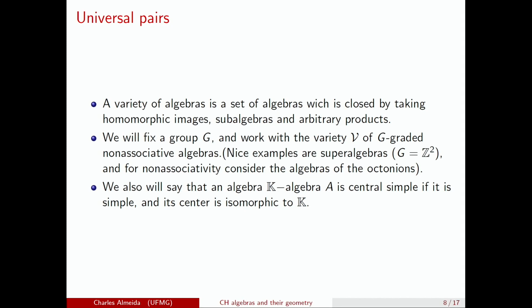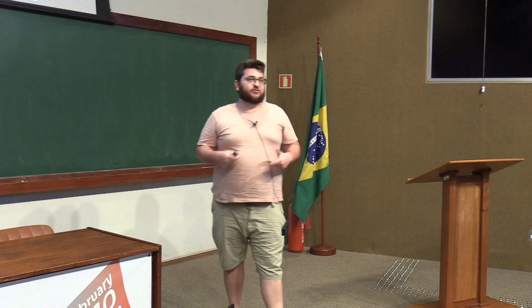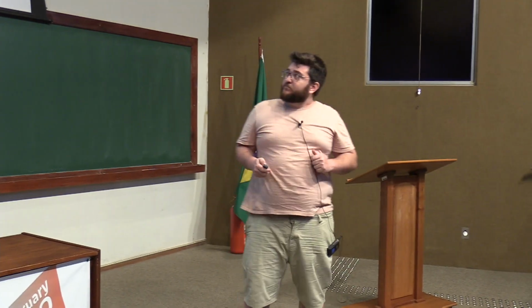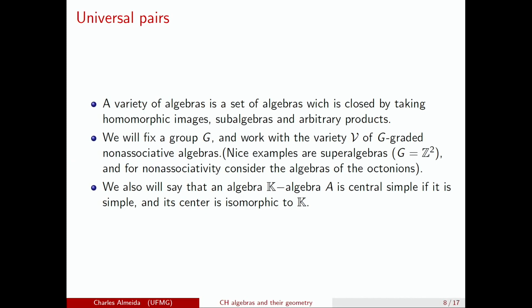So we'll fix a group G and work with the variety V of G-graded non-associative algebras. So now we are considering very ugly algebras. But nice examples of this kind are when we consider G as Z2, and then we have superalgebras. Or for non-associativity, we can work with the octonions. So these algebras appear in nature. And further, we say that an algebra is central simple if it is a simple algebra and its center is isomorphic to the base field K.